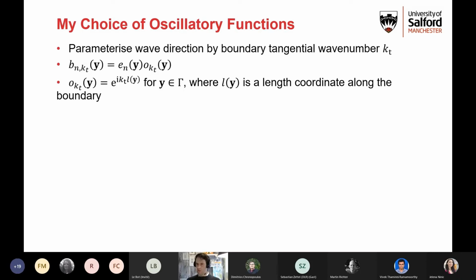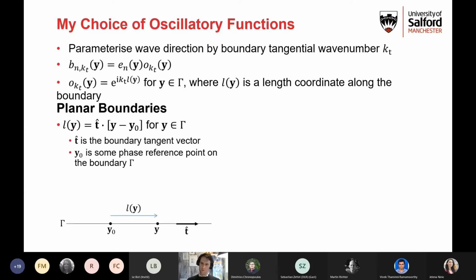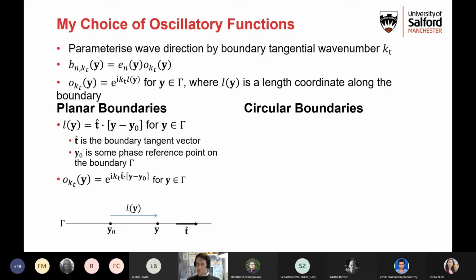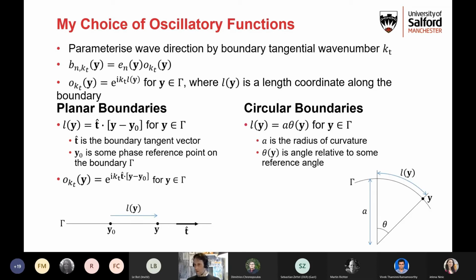If this is on the boundary, then you can parameterize that by some length coordinate. And if the boundary is planar, then that's just going to be like a scalar product with the boundary tangent vector relative to some phase point. So what you're going to get is something that looks like this. It looks like a plane wave, but not at the wave number in the domain, at this tangential wave number instead, just along the boundary. If you're doing circular boundaries, you get something similar where you're looking at the angle around the boundary, and the radius a, of course, comes into play as well. So you get something that looks rather like that.